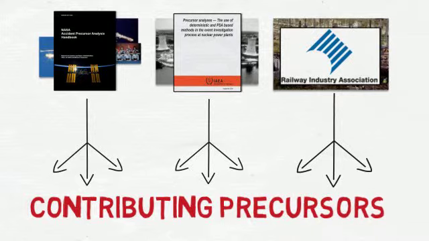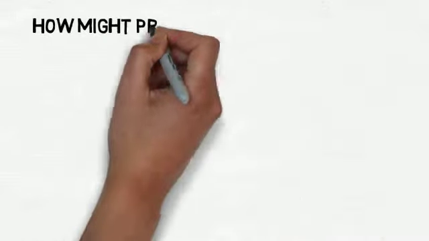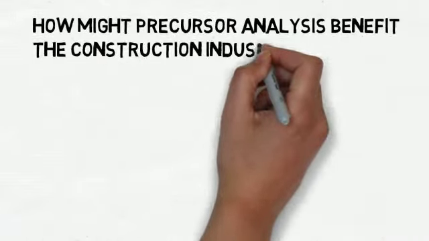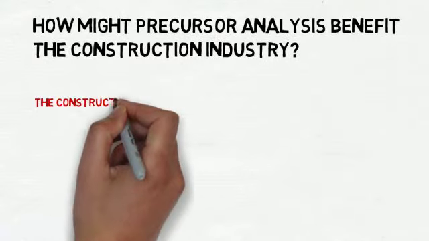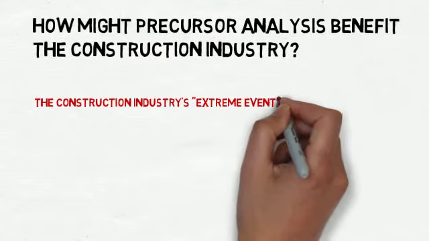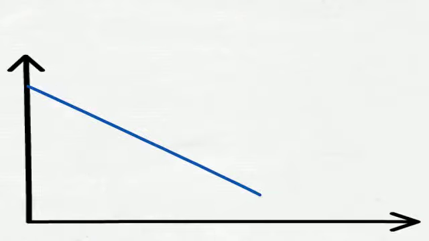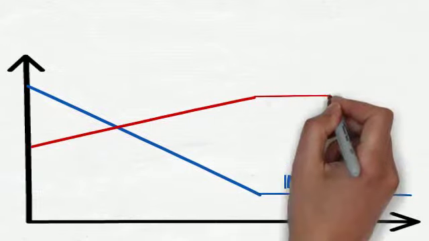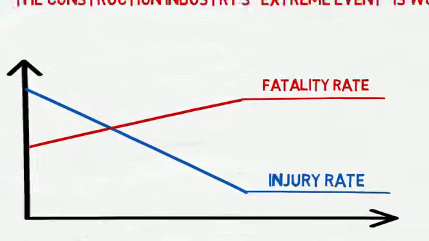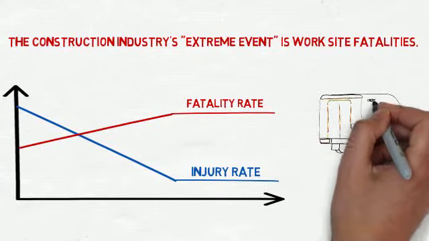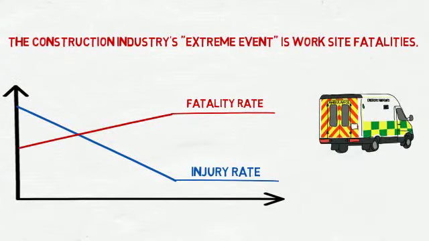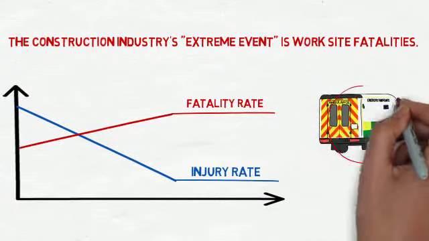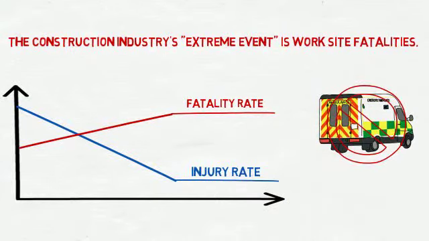So how might precursor analysis benefit the construction industry? The construction industry's extreme event is worksite fatalities. In the past 10 years, the number of injury cases has steadily diminished through implemented safety techniques, but the fatality rate has slightly increased and plateaued in recent years. The aim of precursor analysis would be to predict potential fatal accidents, much like other industries predict their respective extreme events, and ultimately prevent fatalities on the worksite.